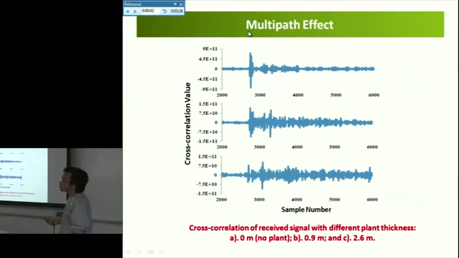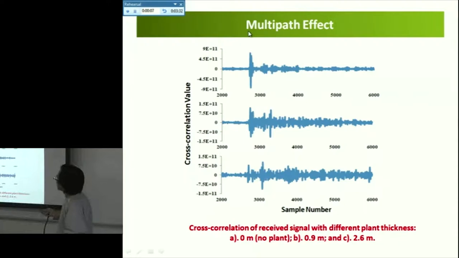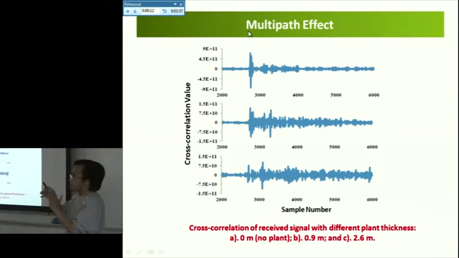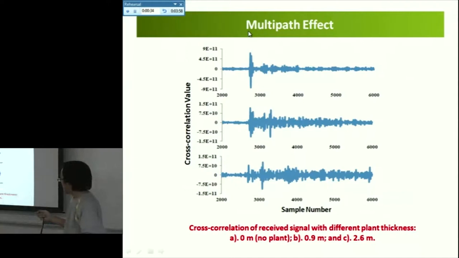So we did some experiment with different plant thickness. We measured some distance and we put some plant row here, and then we used different thickness. And for different thickness, we can observe this condition. This is only a small part of the signal. This is not the received signal actually, this is the cross correlation signal, and we can see here, the thicker the obstacle, the more peaks we can observe here.